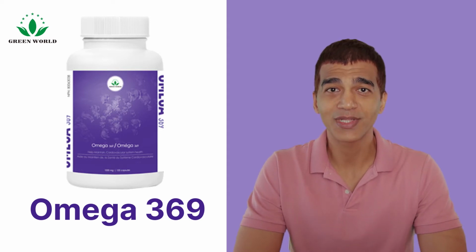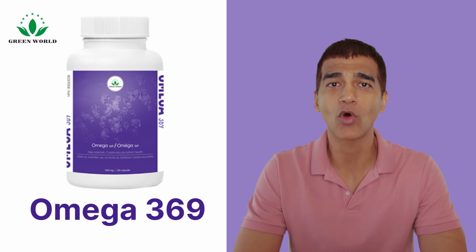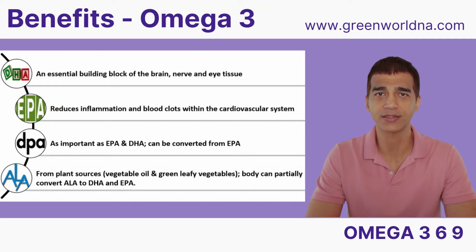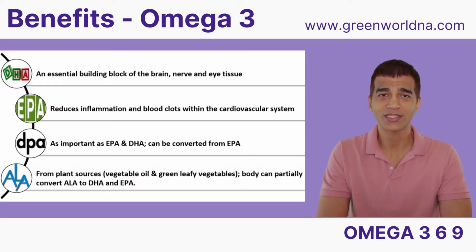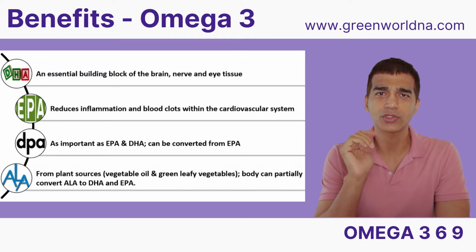So let's start with the benefits of these omega 369, starting with number one, the benefits of omega 3 fatty acids. So as you can see on the slide, these omega-3 are classified into four different groups. DHA forms an essential building block of our brain, nerve and eye tissues. Next is EPA. It helps to reduce inflammation and blood clots within our cardiovascular system.